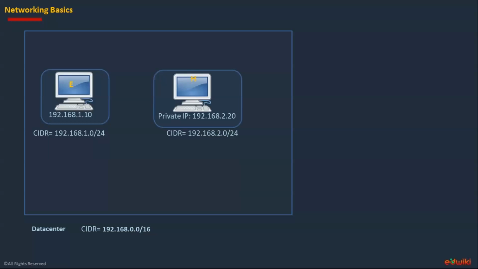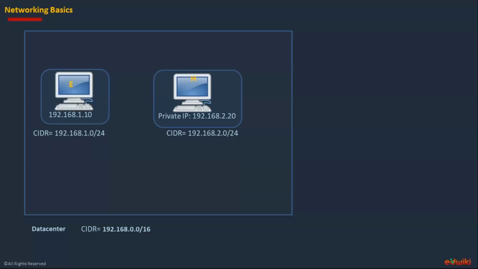Like in my data center, I can't use a network like 172.31. You got what I'm trying to say? As long as it is following the 192.168.0.0 range, we can go with any network ID, which is a subnetwork now. So in this context, 192.168.0.0 is called a network ID, and 192.168.1.0 is called a subnetwork ID.